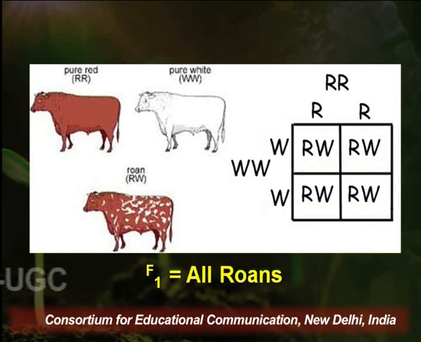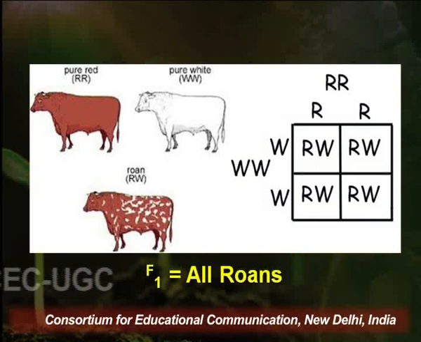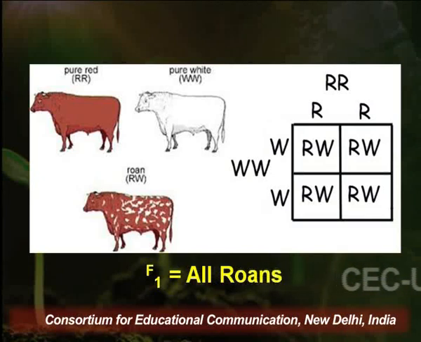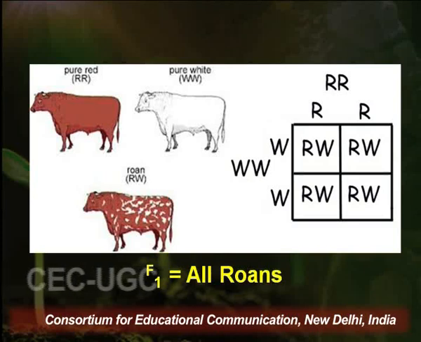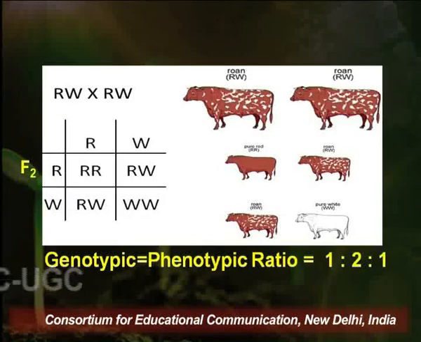If we were to cross a pure red bull with a pure white cow, we end up with a roan, that is, all the members of the F1 generation are roans. Here you would signify that capital R and capital W are both expressing themselves even when they are together in a heterozygous form. So, this forms the basis of codominance.